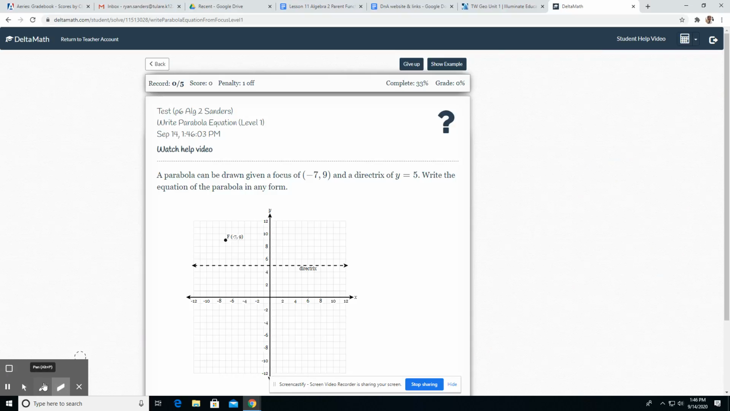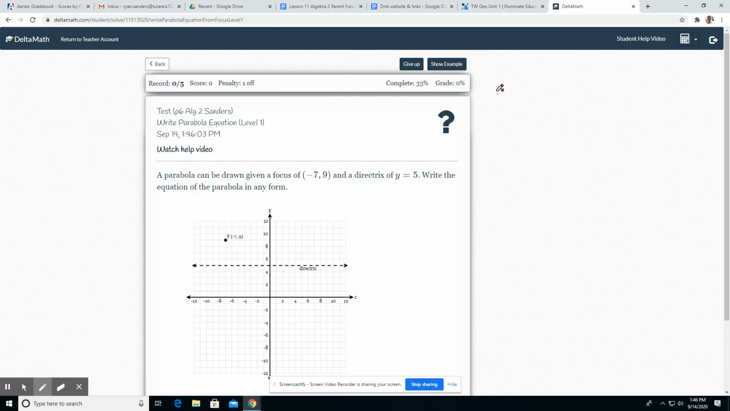Got it. Cool. Okay. So it wants a parabola that can be drawn given a focus of (-7, 9). There's the focus. A directrix of y equals 5. There's that. Write the equation of the parabola in any form. Well, we need the generalized equation here. So this is something that I've encouraged you to write down in your cheat sheet.